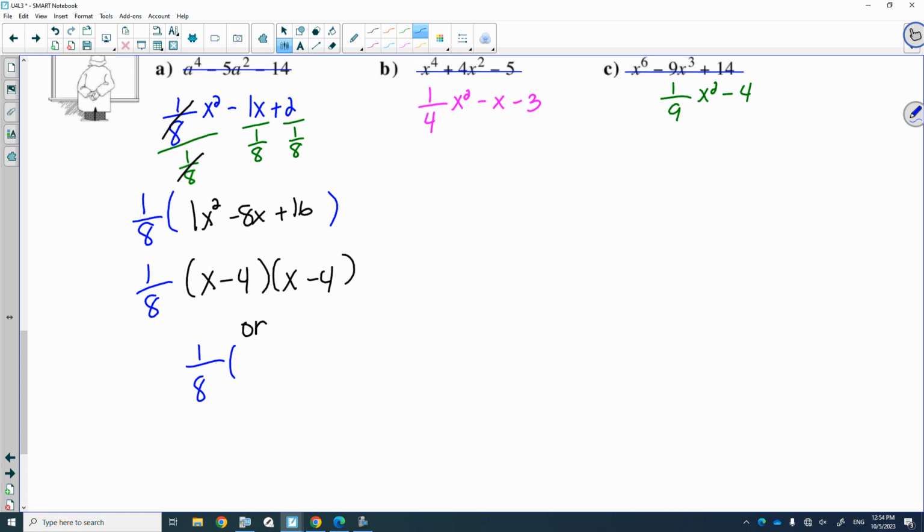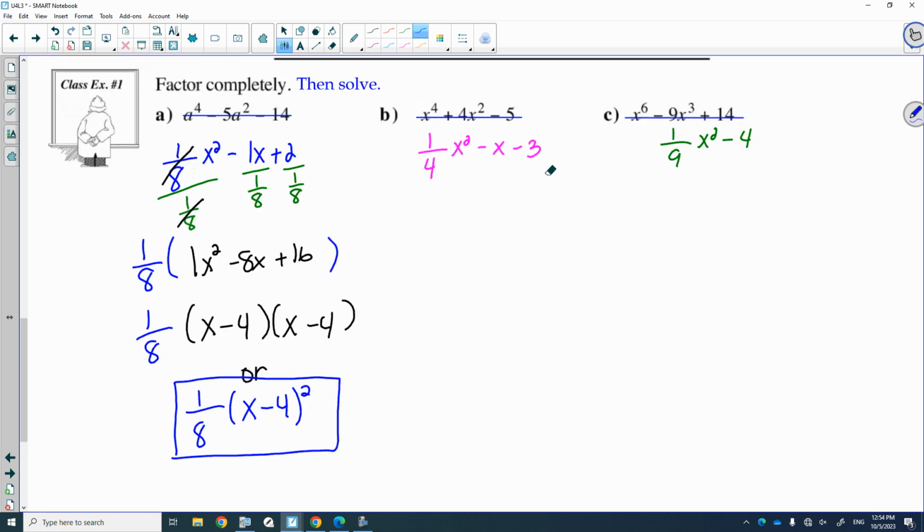1/8 x minus 4 squared is your other answer. And I'd accept either. Okay, so look at this fraction and say to yourself, if I could create a 1 in front of there, it's a PSA 1 question. So Tessa, what do you think I'm going to divide everything by? 1/4.